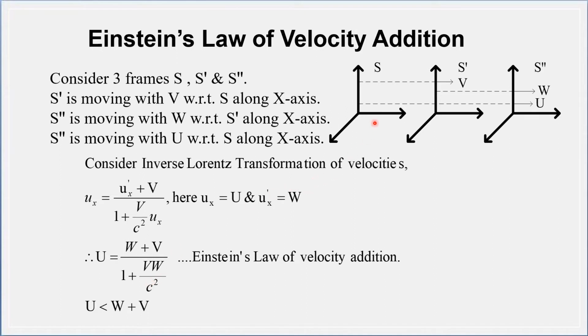Now, otherwise, in our ordinary life, this u should be equal to v plus w. But see, u is not equal to v plus w, because there is some quantity more than 1 in the denominator. So u is less than w plus v. This is because of relativity. Now this formula u equal to (w plus v) by (1 plus vw by c square) is Einstein's law of velocity addition. Again, this is true when the bodies are moving with very high speed. Otherwise, in ordinary life, u will be equal to w plus v.